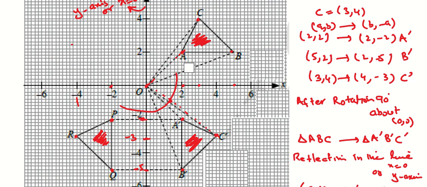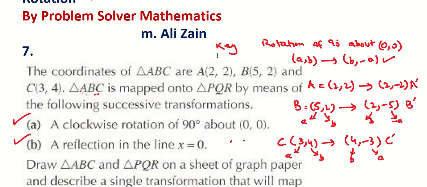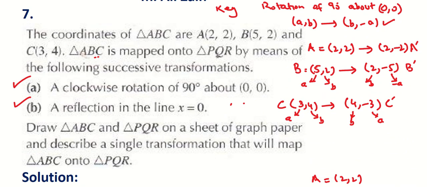Now just draw the points and join all these, so we have the triangle PQR, which is the image of the triangle ABC. This is the triangle PQR.